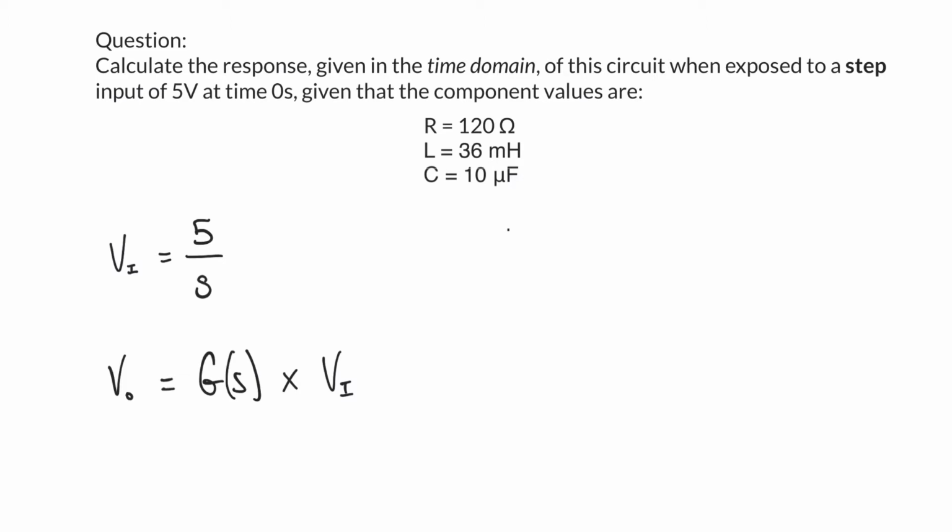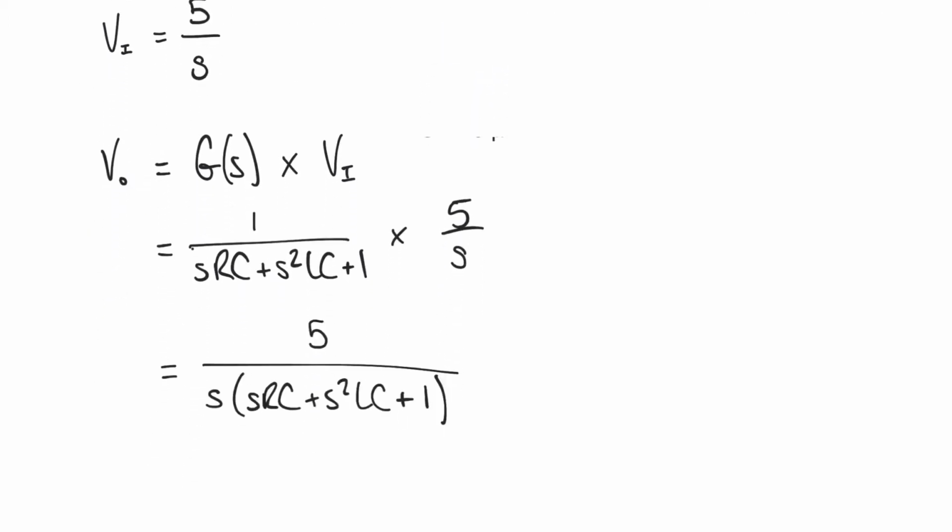expression in the S domain, rather. We know the transfer function, which we derived in a previous video, and we know the input in the S domain, 5 over s. We simply multiply these together and we get something that looks like this.